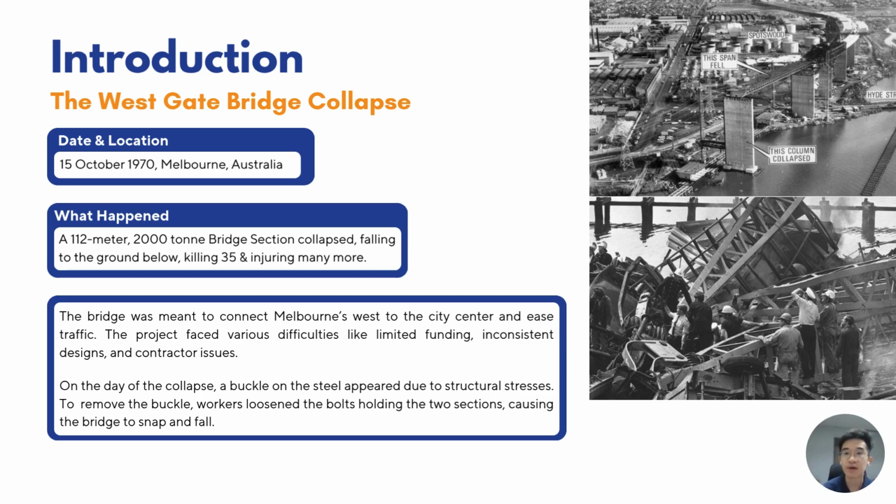The bridge was to connect Melbourne's western suburbs to the city centre to reduce traffic congestion. The project faced various difficulties like limited funding and contract issues, but it went on anyways. On the day of the collapse, a buckle appeared due to structural stresses, and when workers were trying to remove it, the bridge suddenly snapped and collapsed.